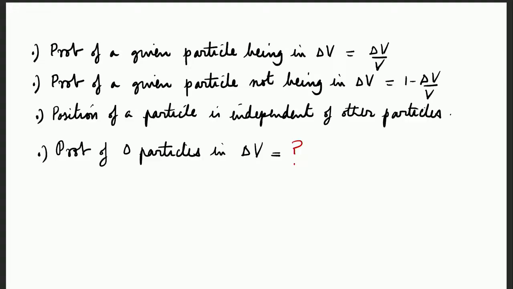Now, the position of one, if I take particle number 2 and I ask its probability, does it depend on the position of particle 1? No, because all the particles in ideal gas are independent. So if I ask the probability of, if particle 1, okay, what's the probability of particle 1 and particle 2 being inside delta V?